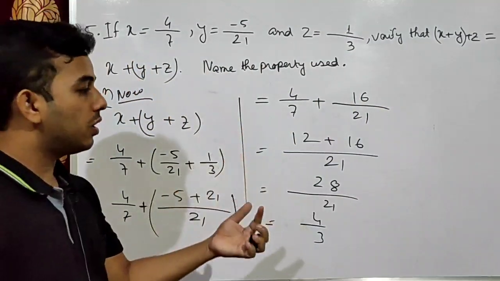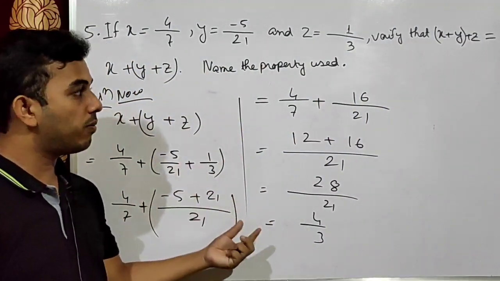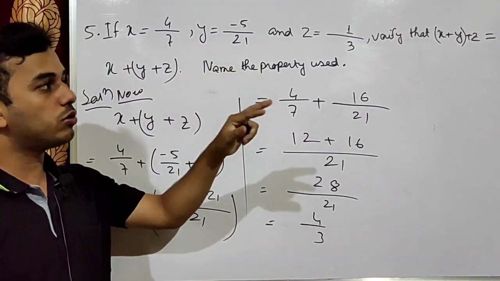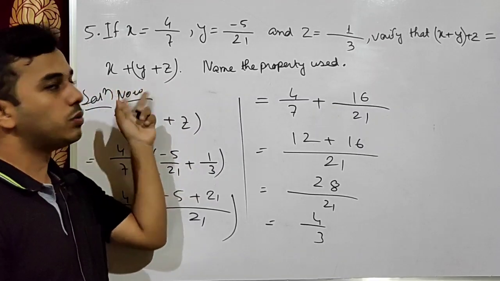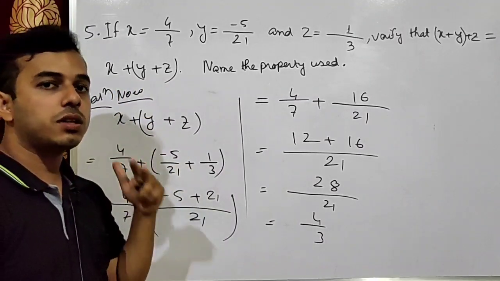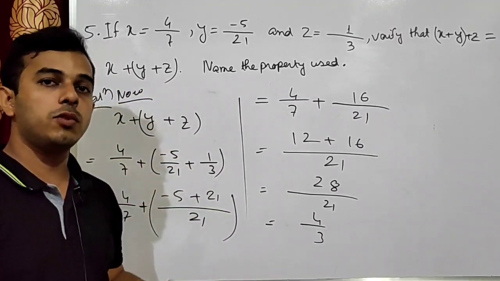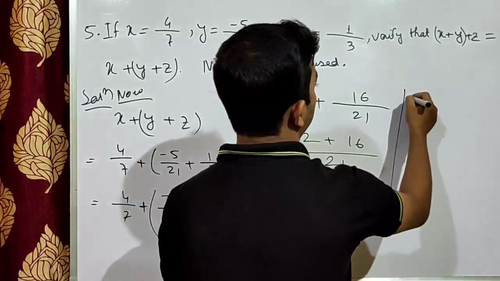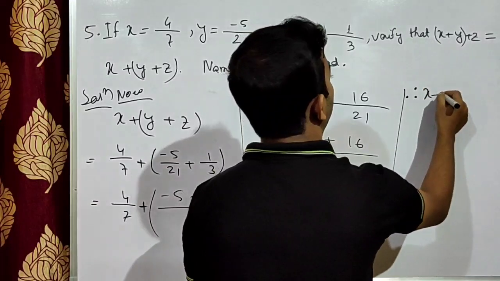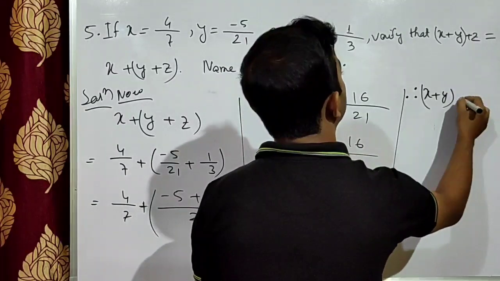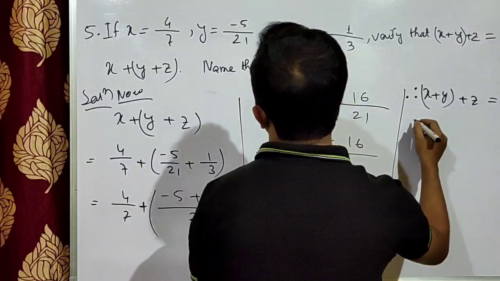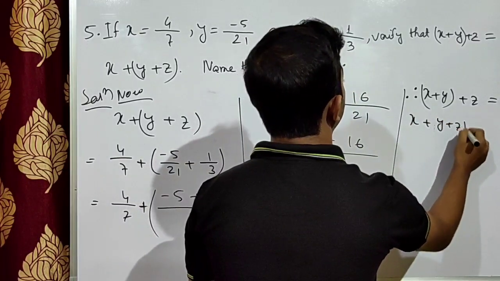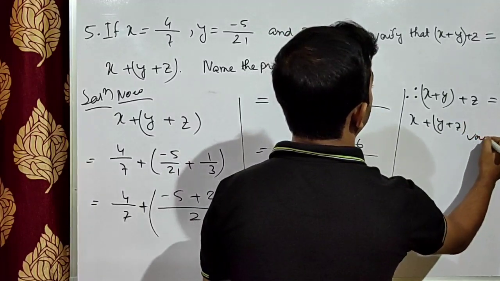So both the expressions, that is left hand side is also 4 by 3, right hand side is also 4 by 3. That means (x plus y) plus z equals this one. Up to this clear? And the name of the property is associative property. Very good. So we'll write therefore (x plus y) plus z equals x plus (y plus z). Verified.